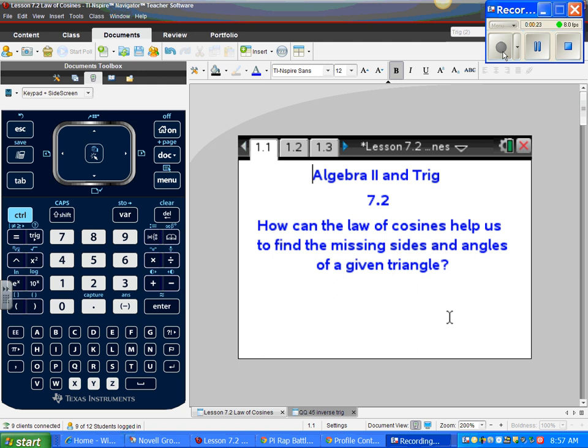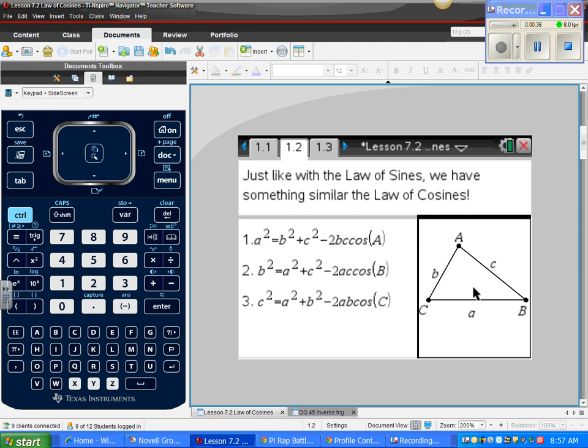With law of cosines, it works a little bit differently. We're not always going to have that pretty setup of opposites. So we need another method to solve for a missing side or a missing angle. And that other method that we're going to use is law of cosines. Okay? So on the next page, just like with law of sines, we have something similar, law of cosines.